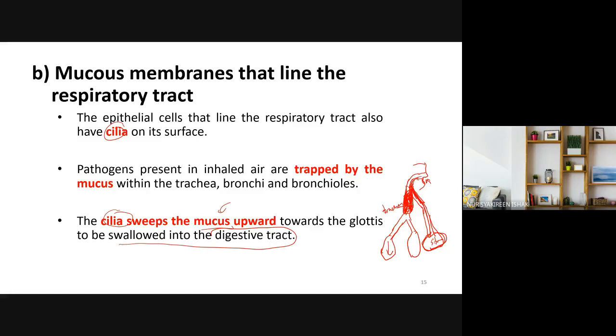system, sebab dia akan ada junction pertemuan antara trachea dengan esophagus tu. Okay, so tengok balik awak punya diagram kan, so ada junction antara pertemuan trachea dengan esophagus. So bila trachea punya cilia sweep the mucus upward, and then it enters into the glottis and enters into the esophagus to be destroyed by the hydrochloric acid in the stomach. Macam tu. Okay.